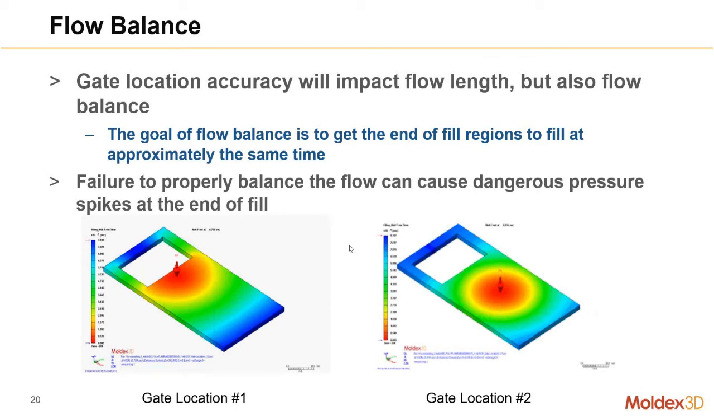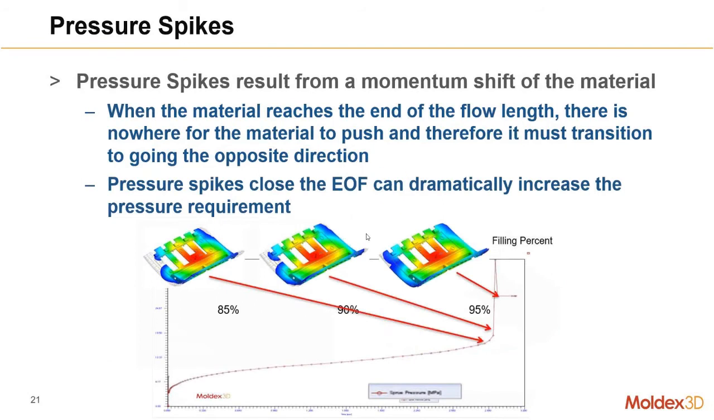So not going to get too far into that because it gets into a different subject, but the main thing here is making sure that your gate location is exactly what you have in reality, and that the flow length is exactly the same as well. So just making sure that your gate location is the same and the part geometry is exactly the same.